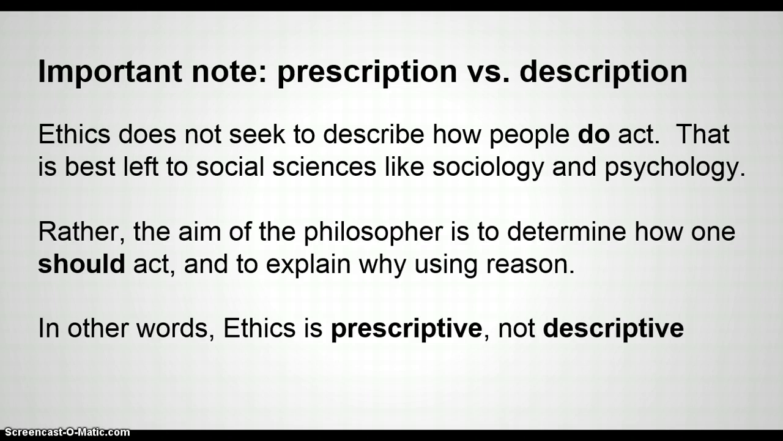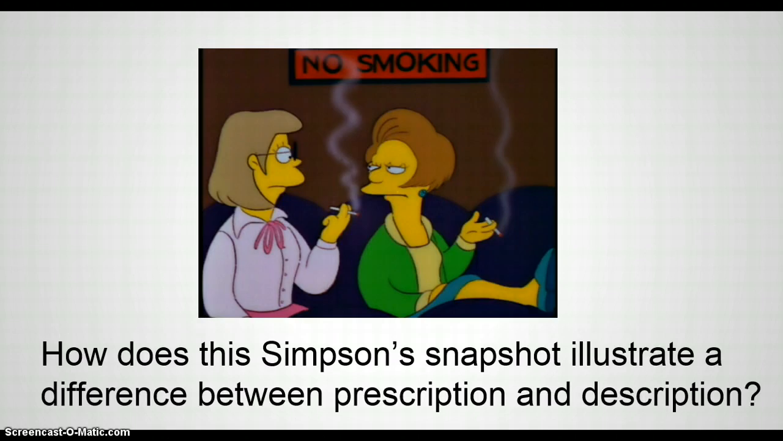Now, it's really important to note this distinction. Ethics does not seek to describe how people do in fact act. That is best left to social sciences like sociology and psychology. Rather, the aim of the philosopher is to determine how one should act and to explain why using reason. In other words, ethics is prescriptive, not descriptive. There's another cartoon there. How does this cartoon from The Simpsons illustrate a difference between prescription and description?